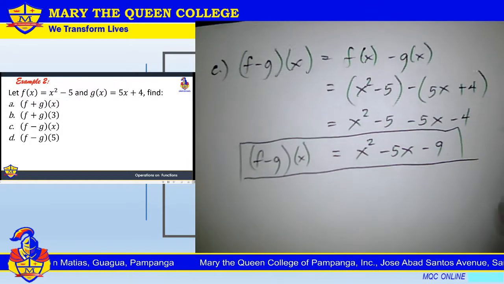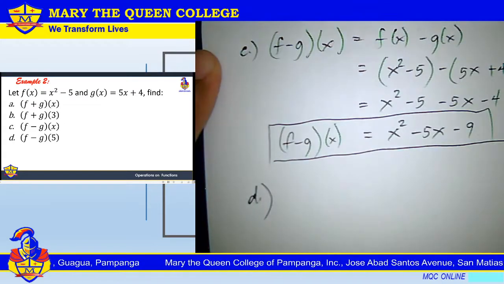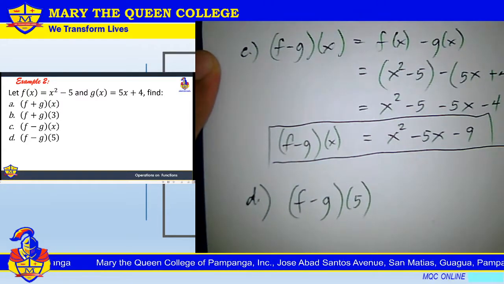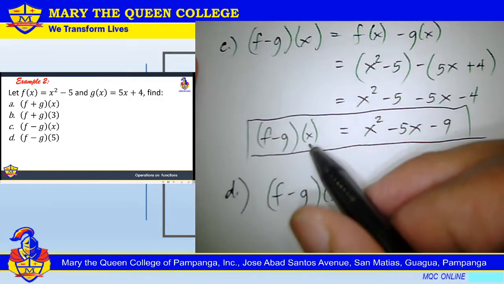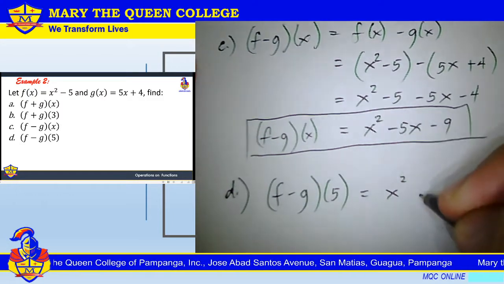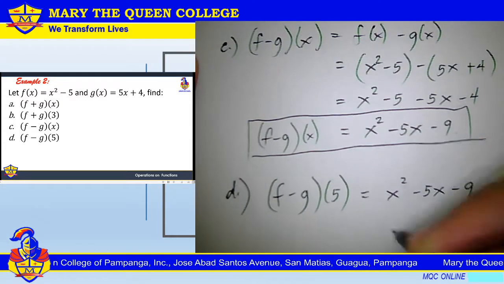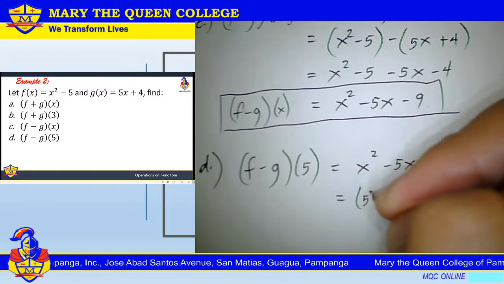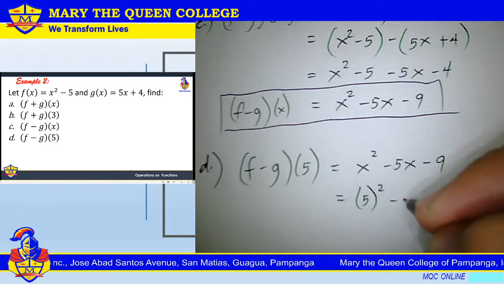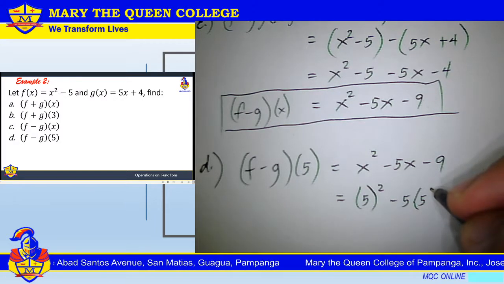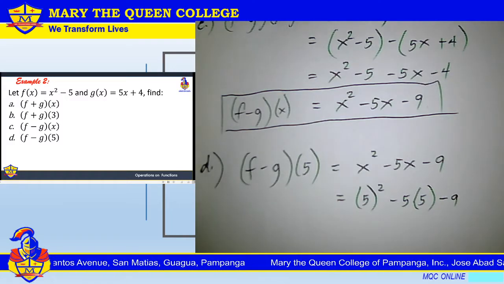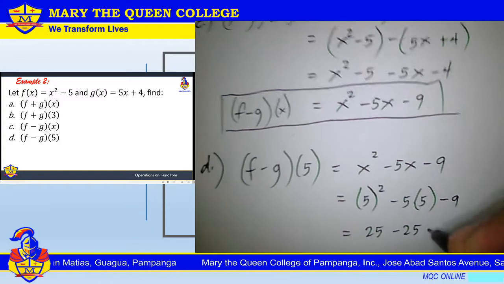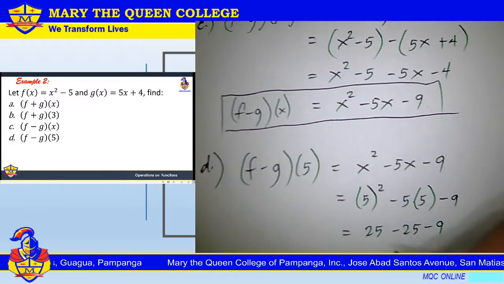Okay? Then, for letter D, continuation lang po siya ng letter C natin. If we have f minus g of 5, so papalitan lang po natin yung ating domain na x dito by 5. So, since we have x squared minus 5x minus 9 for our f minus g of x, replace x by 5 squared minus 5 times 5 minus 9. Okay? So we will now have 5 squared is 25 minus 25 minus 9. So that would be 0.